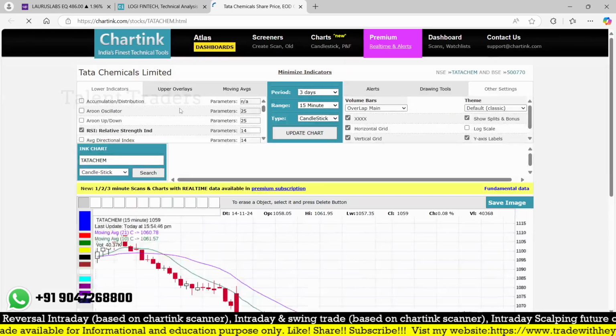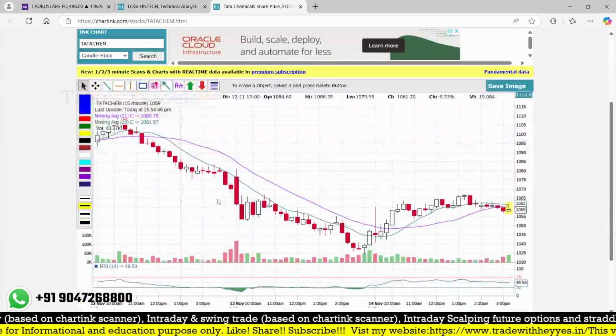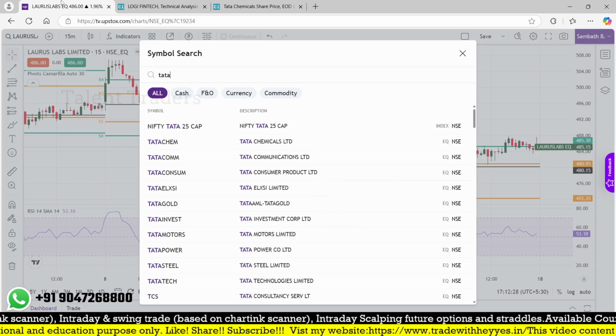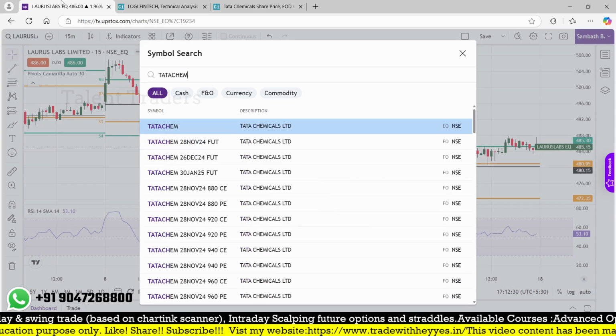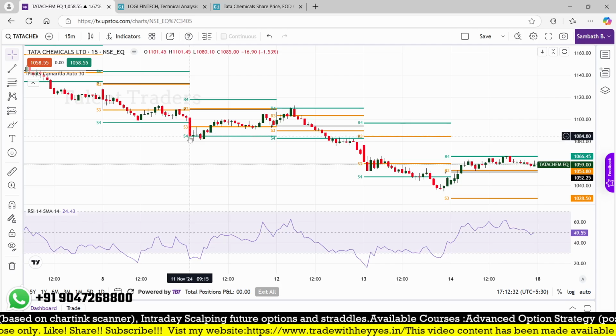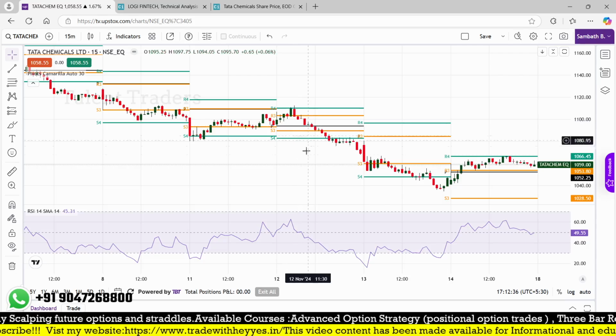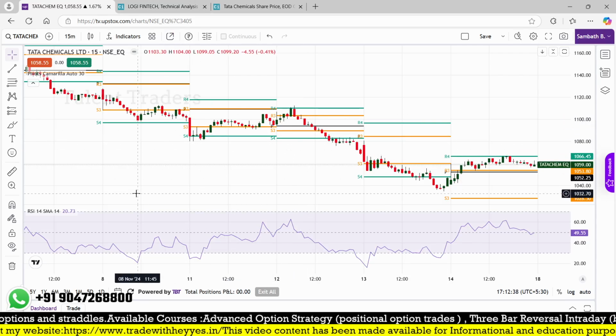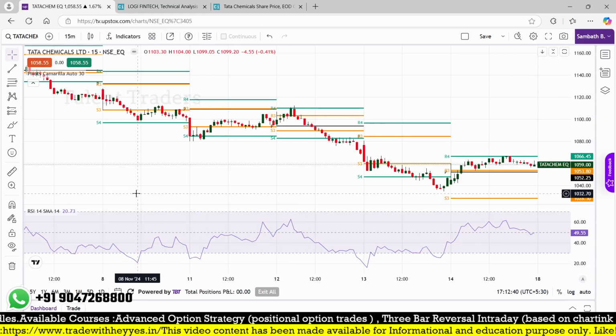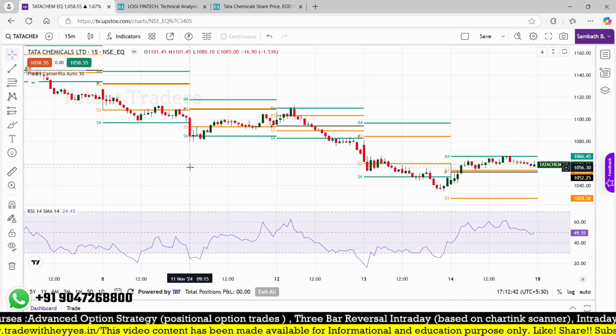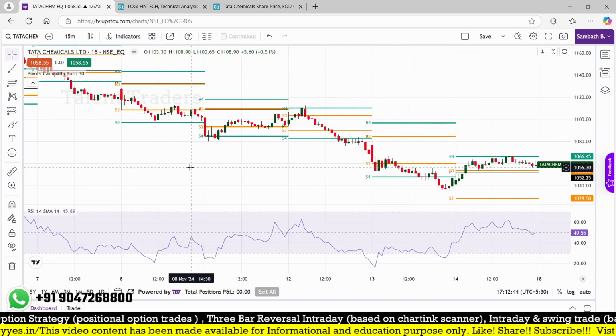Tata came, sorry, Tata came. That was 1111. So maybe it did not break the low. And this way we can create the opposite scanner. But I think buying is working perfectly compared to the selling. But we may use that alternate scanner for that one.